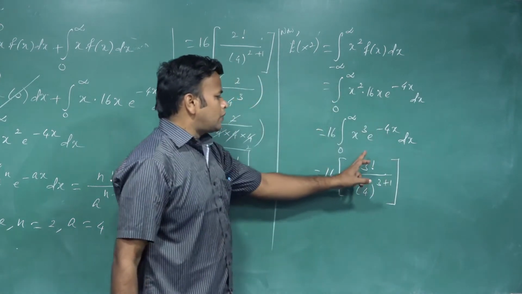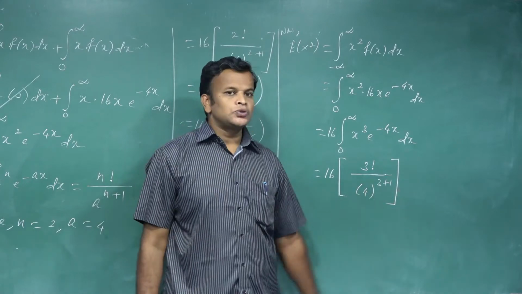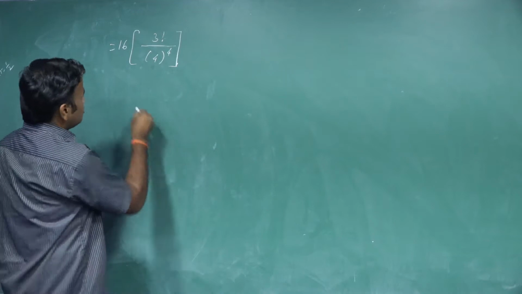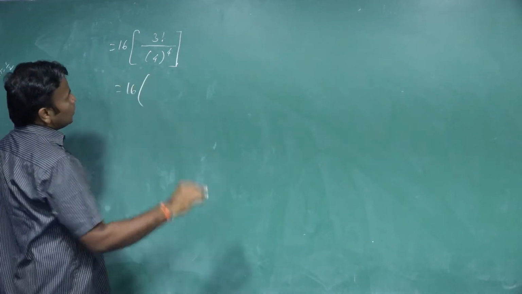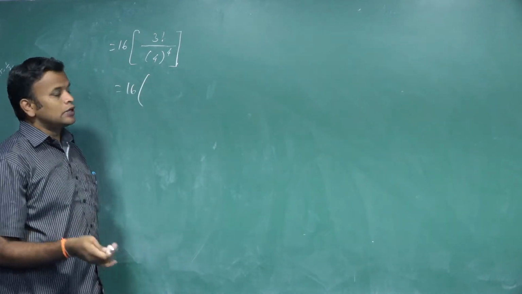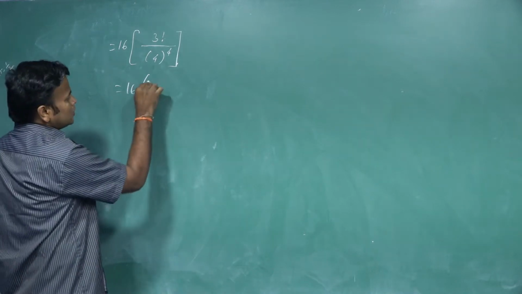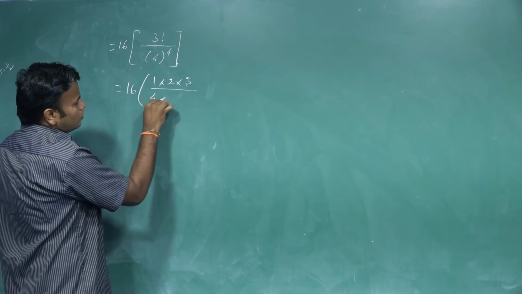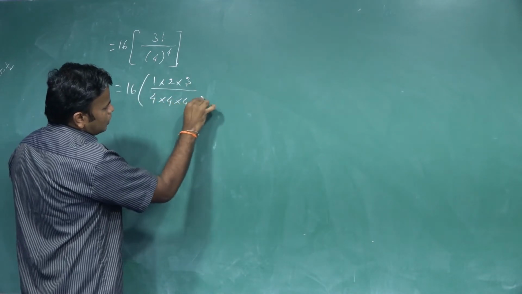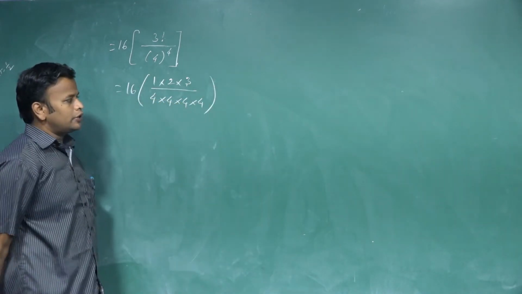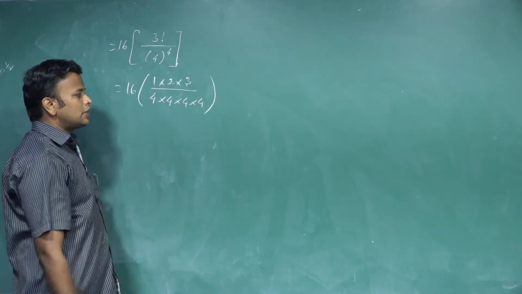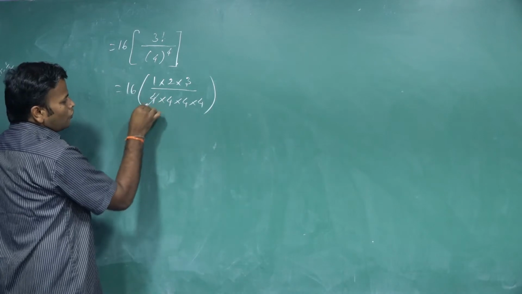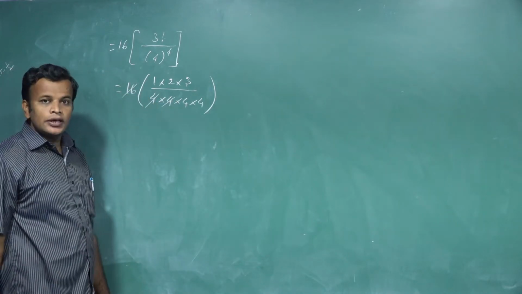So 16 of 3 factorial divided by 4 power 3 plus 1. So 4 power 3 plus 1 is 4 power 4. You know the value of 3 factorial is 1 into 2 into 3. For easy simplification, I write 4 into 4 into 4 into 4. We could directly write the answer as 64, but I write 4 into 4 into 4 into 4, and 4 fours are 16, I cancel.